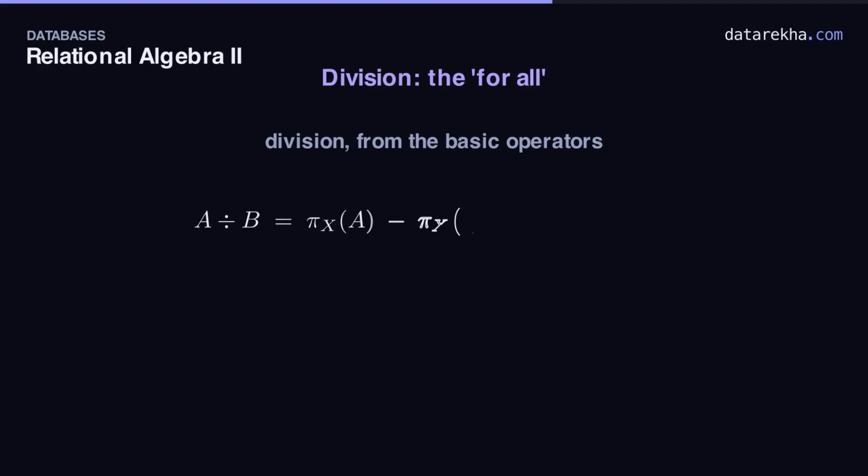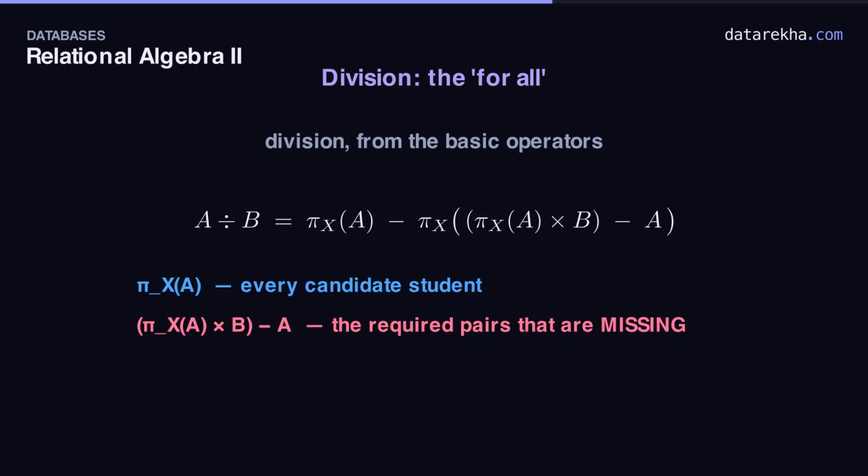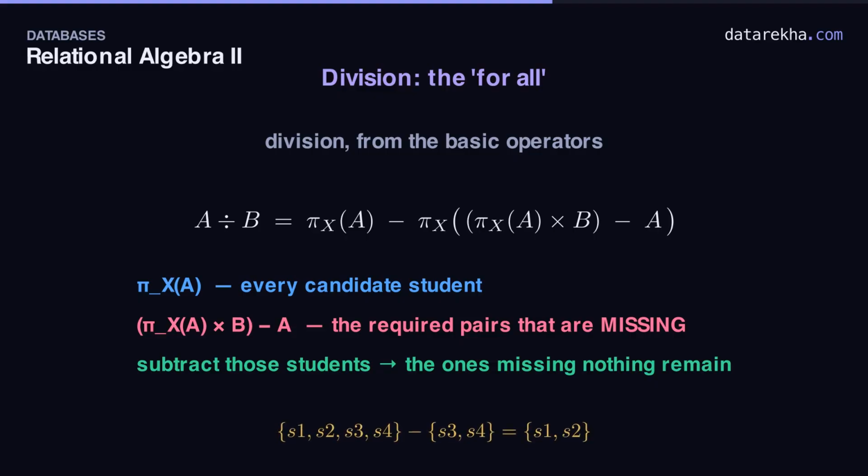Division isn't magic. You can build it from pieces you already have. Take all the candidate students, projection of A, then cross them with the required courses, and subtract what's actually in A. That leaves the required pairs each student is missing. For our tables, the missing pairs point at S3 and S4. Subtract them from the full list, and you're left with S1 and S2. Exactly the answer we found by hand. The formula and the intuition agree.